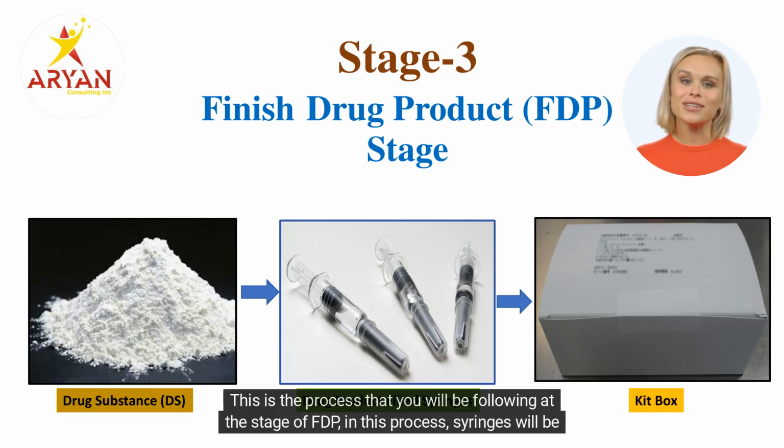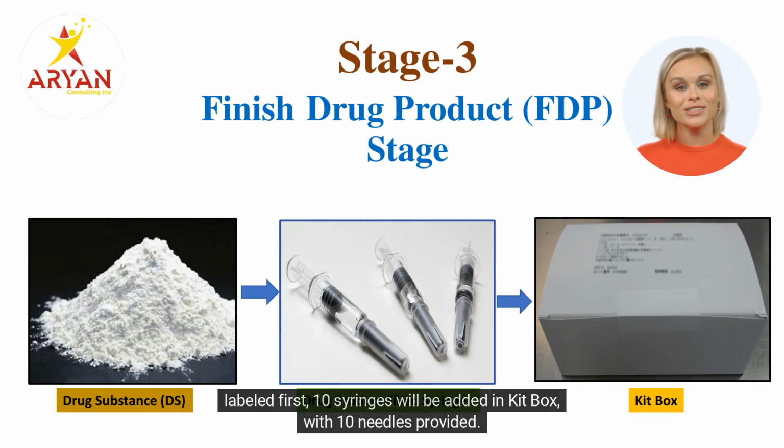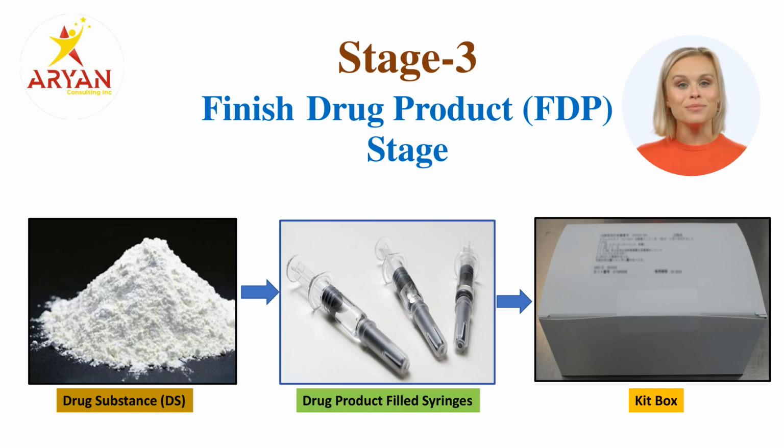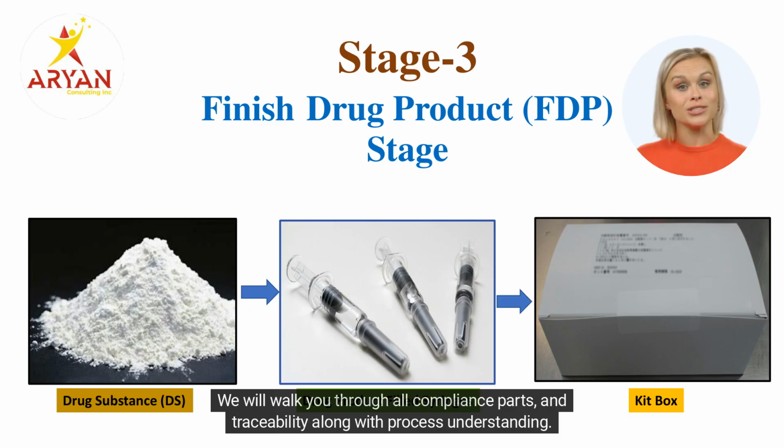This is the process that you will be following at the stage of FDP. In this process, syringes will be labeled first. 10 syringes will be added in kit box with 10 needles provided. We will walk you through all compliance parts and traceability along with process understanding.